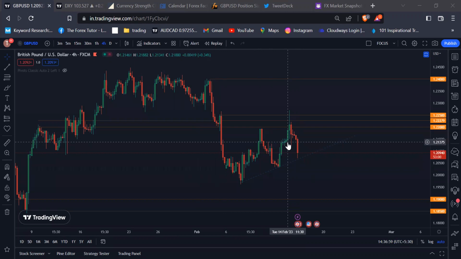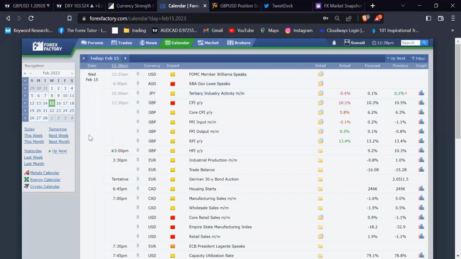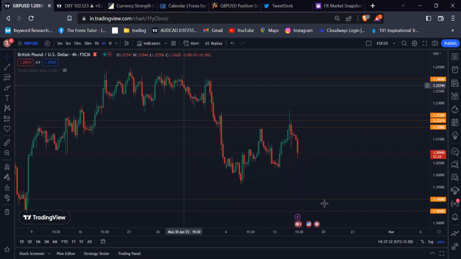If you look at the GBP/USD right now, after the US CPI data release yesterday, the GBP/USD retested the 1.22500 psychological level and broke below the 1.220 psychological level, moving towards the 1.20500 psychological level. After today's European session, we got the UK CPI data negative, which is 10.1%. So after this data release, the GBP/USD bearish momentum can continue.